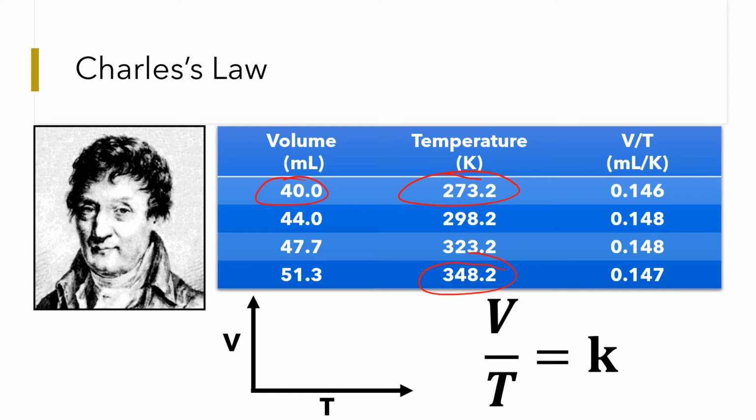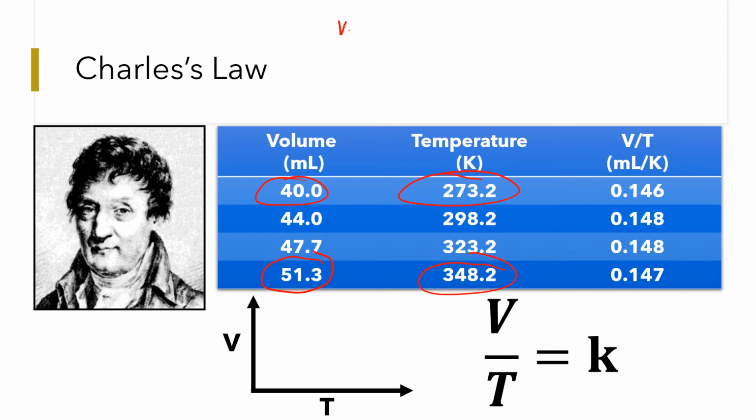If the molecules are moving faster, they're definitely going to take up more space, and I can definitely see that by looking at the number. It increased to 51.3 milliliters. This means that volume and temperature are directly related.